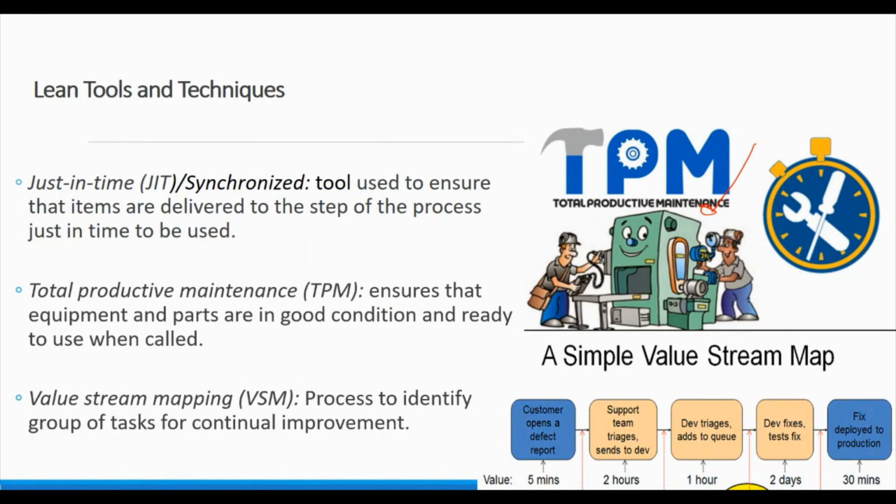Another technique is value stream mapping, a process to identify a group of tasks for continual improvement. Basically, you have a flow chart, but one that has a lot of details, especially times: every step that you have and how long it takes. So you're trying to figure out which steps you can improve. For example, if from this step to this step you have one week in between, how can you reduce this time? Value stream mapping is trying to identify areas for continual improvement.